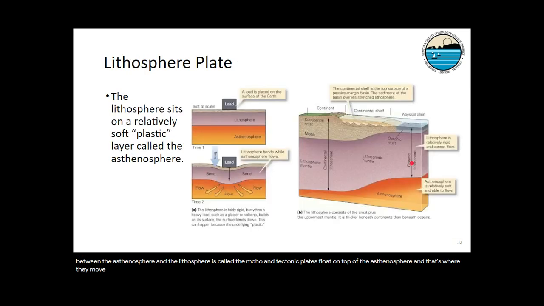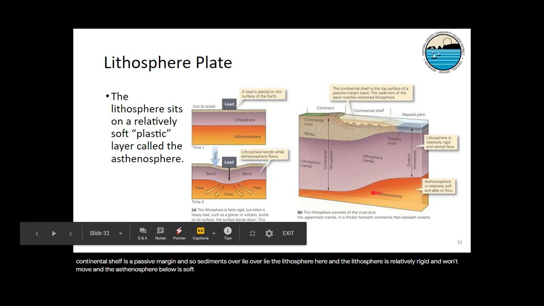So the lithosphere sits on a relatively plastic layer called the asthenosphere. So if you have a load on the Earth's surface and it pushes downward, the lithosphere can bend. And because the asthenosphere is plasticky, it will flow and move. So an example of this is the continental shelf is a passive margin. And so sediments overlie the lithosphere here. And the lithosphere is relatively rigid and won't move. And the asthenosphere below is soft and it can flow.